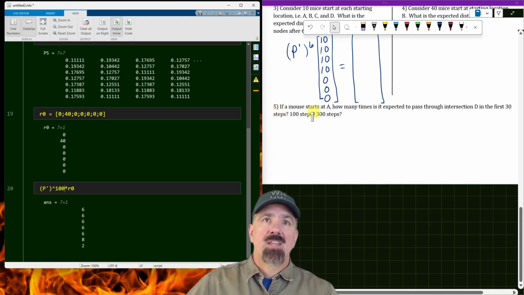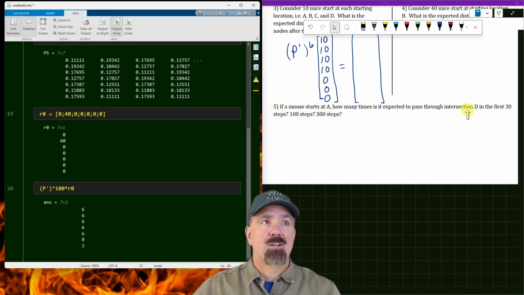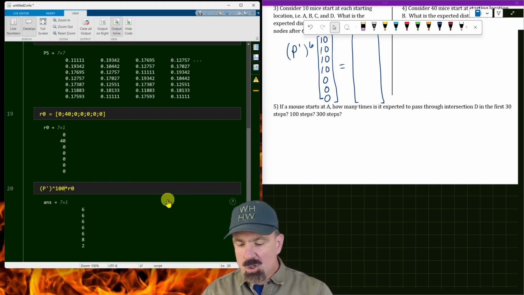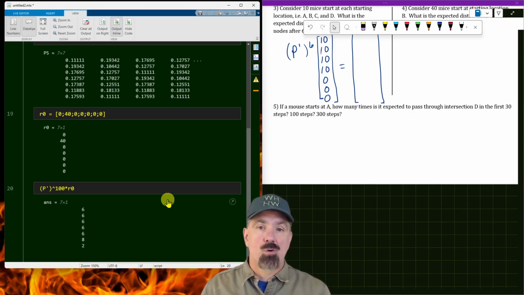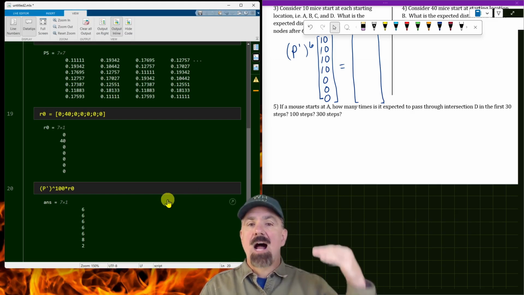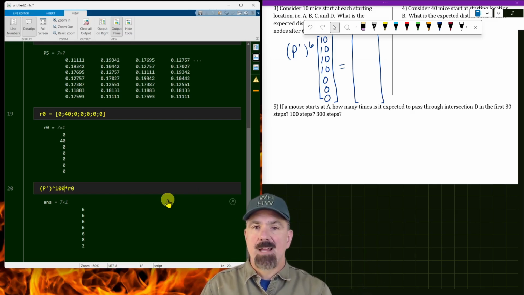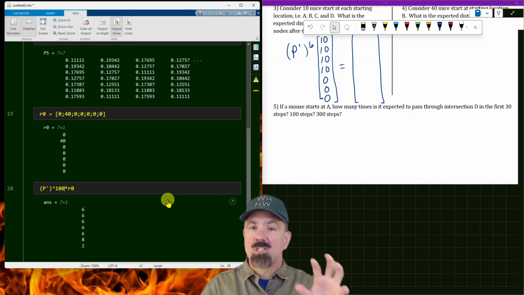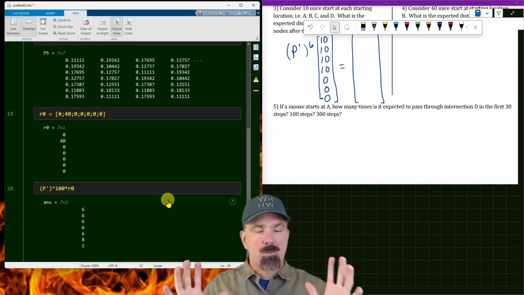Last question. If a mouse starts at A, how many times is it expected to pass through intersection D in the first 30 steps? So the way we're going to answer this, and we're just going to approximate. There is actually a higher level when you get into more advanced OR classes. Some of you are in OR 312. This is the kind of question that you would answer in that class. Not this one specifically, but this type of question. So we're going to do just an approximation.